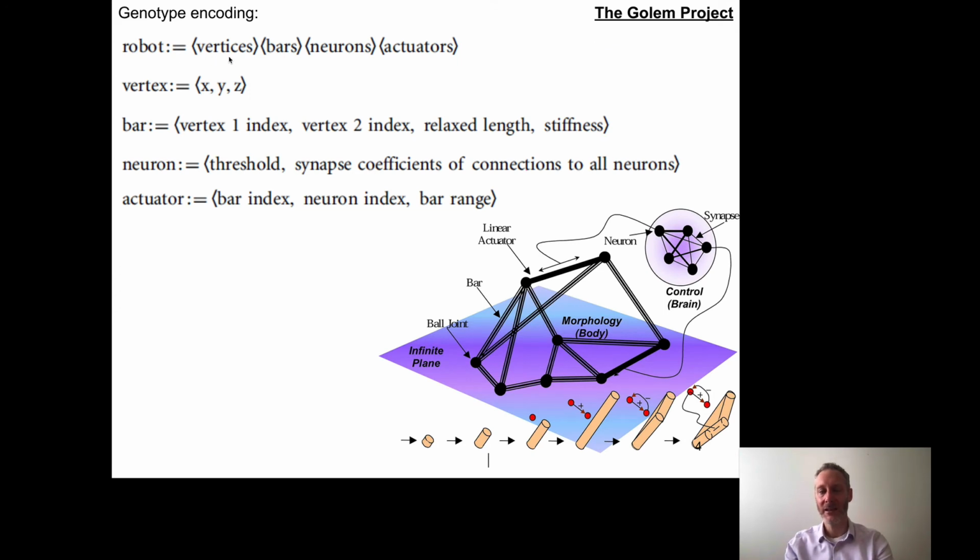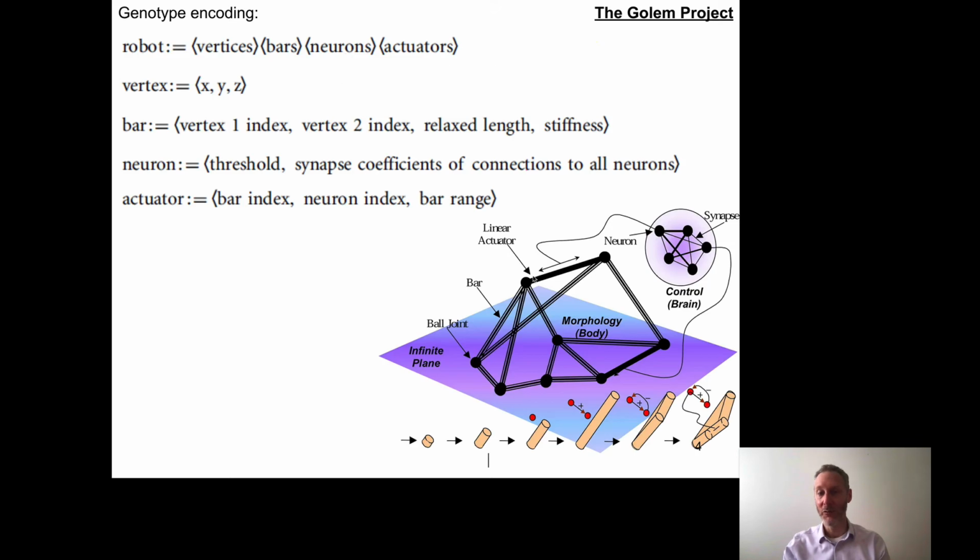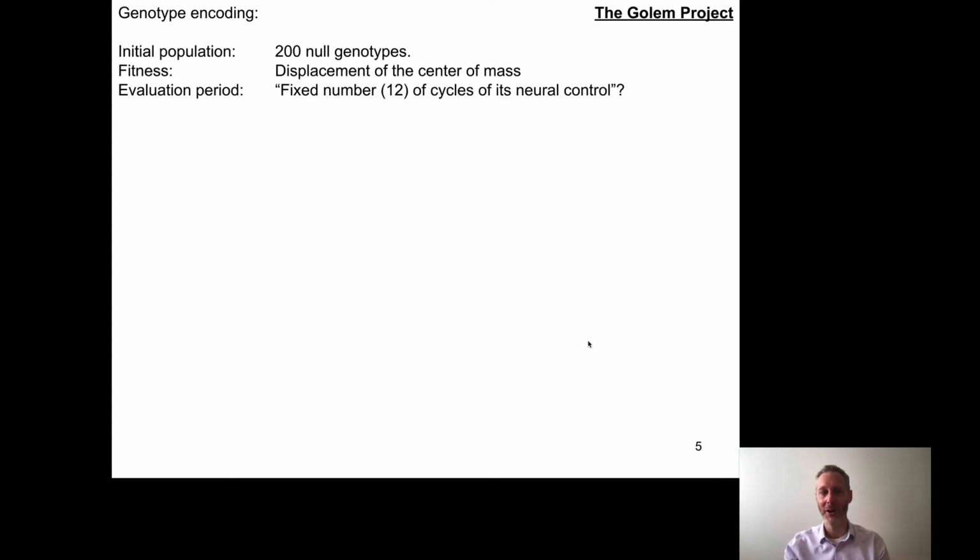They set this list, this list, this list, and this list to have 0 length. No vertices, no bars, no neurons, no actuators, which is kind of odd. Means by definition we have these null genotypes that produce null phenotypes. No vertices, no bars, no neurons, nothing. An empty robot or a null robot.